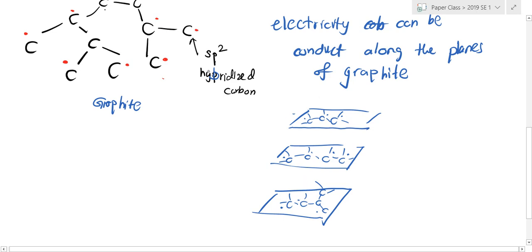In between these planes, there are London forces. These are London forces to hold these planes. But the electricity will transfer along the planes, in the horizontal direction, not the vertical direction. Okay, along the planes.